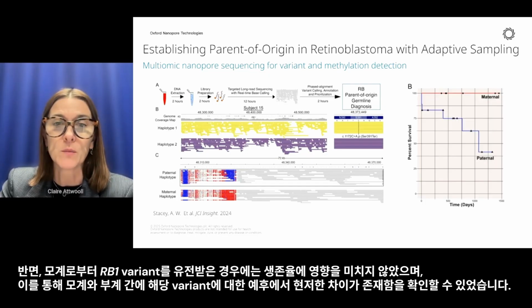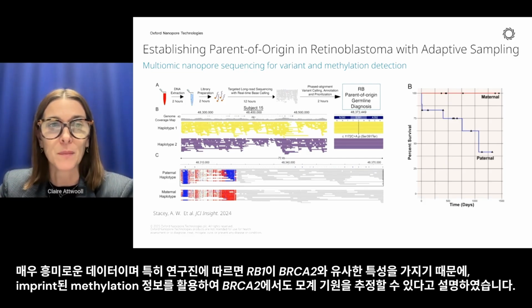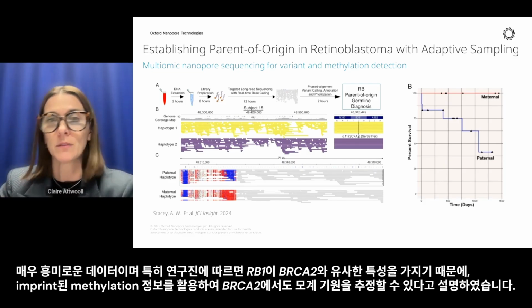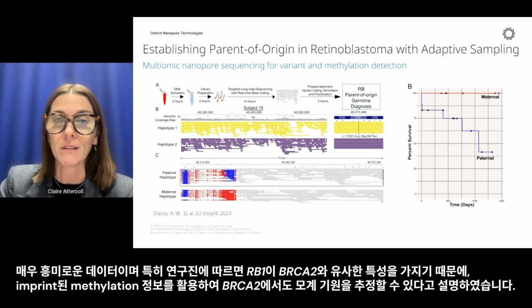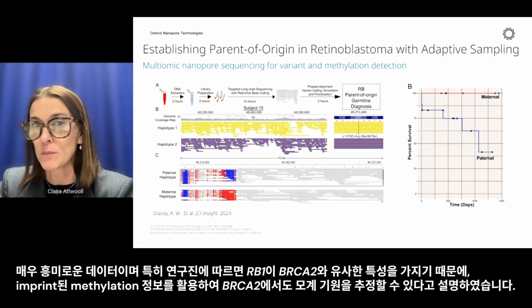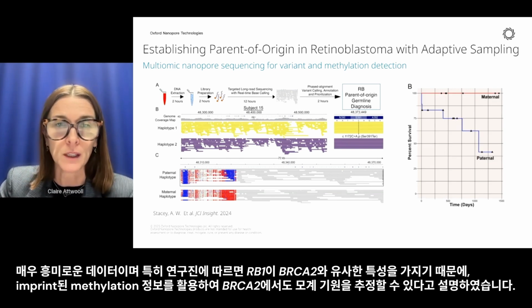Whereas when you inherit a mutated RB1 from the maternal side, you can see that there is a drastic difference here between maternal and paternal. So really interesting data. And interestingly, they were telling me that RB1 is close enough to BRCA that you can actually use this imprinted methylation to look at maternal parent of origin for BRCA as well, for BRCA2 as well.